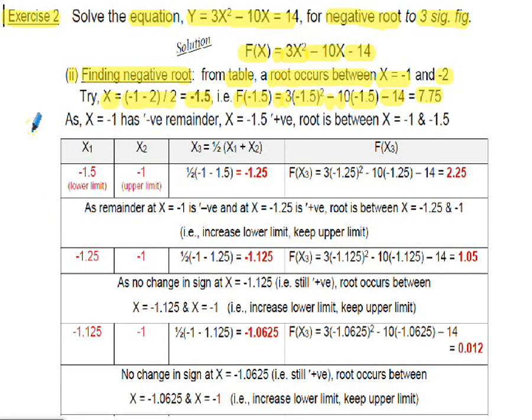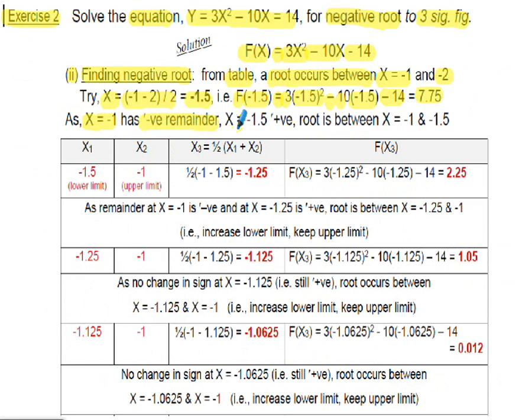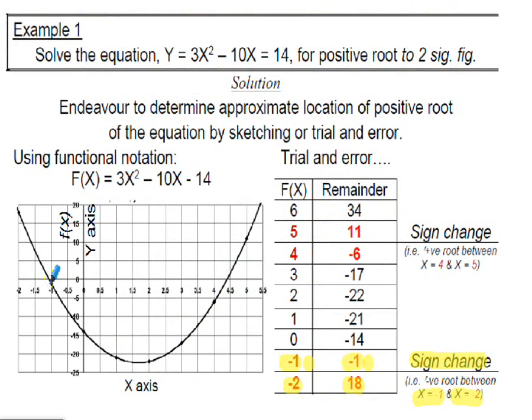We know from our table on the previous slide that when x is equal to negative 1, we had a negative remainder. We just calculated above when x is equal to negative 1.5, we now have a positive remainder, therefore a root must occur between x is equal to negative 1 and x is equal to negative 1.5. If we go back to the graph on the previous slide, we can clearly see that the negative root does occur between negative 1 and negative 1.5 on the x-axis.